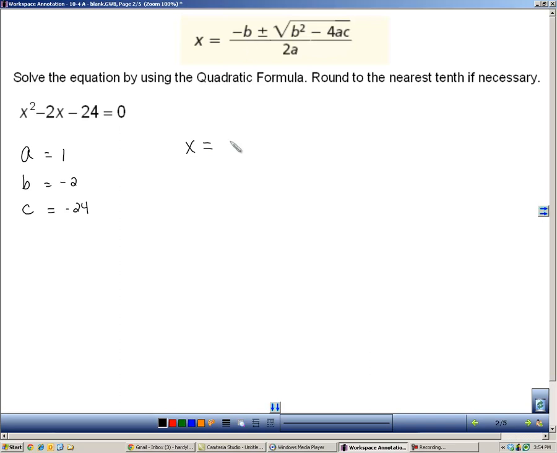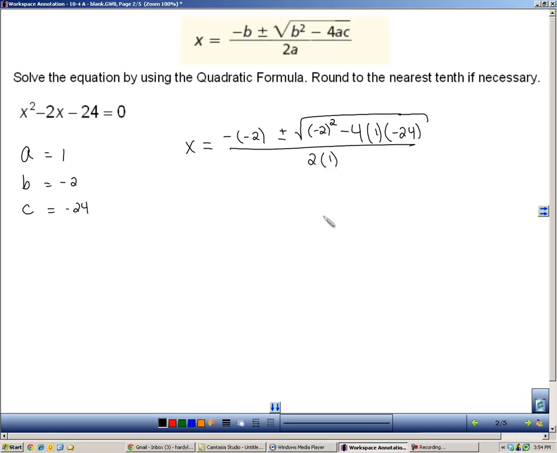So we'll start by doing the opposite of b. b is a negative 2, plus or minus the square root of b squared. So I take my negative 2 and I square it, minus 4 times a, which is a 1, times c, which is a negative 24. And I put all of that over 2 times a, which is a 1.